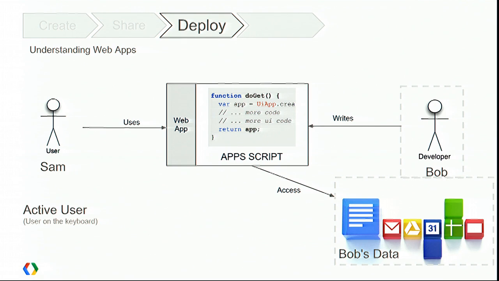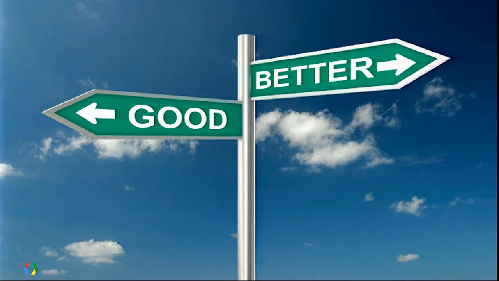So in AppScript lingo, Sam becomes the active user, meaning the user on the keyboard. And when Sam accesses the web app, the script runs, and the script runs as Bob because the script is supposed to access Bob's data, and Bob in AppScript terms is the effective user. And this worked pretty well, but there were some limitations to it, right? It was pretty good, it was well received, but obviously we wanted to do something even better.